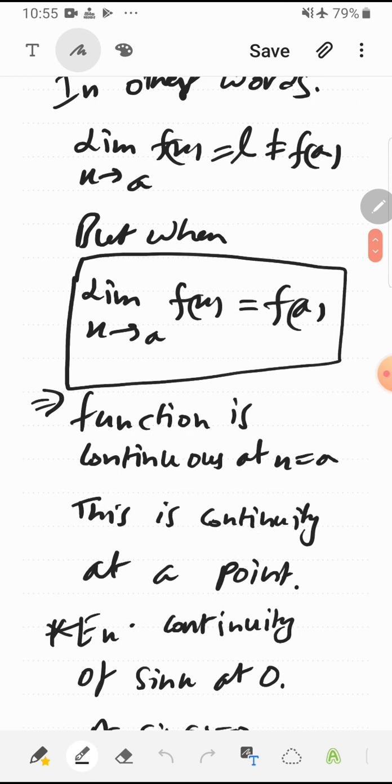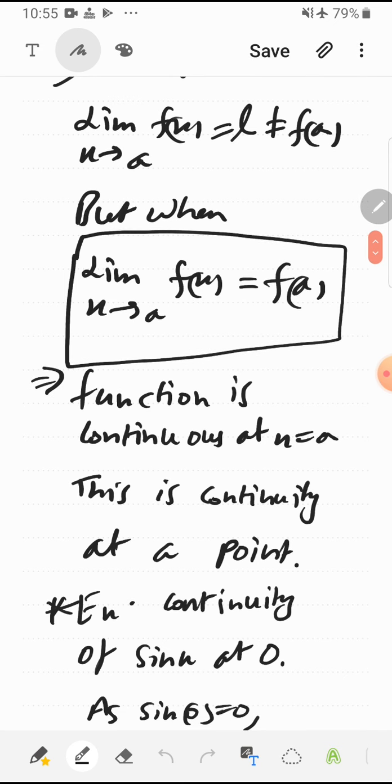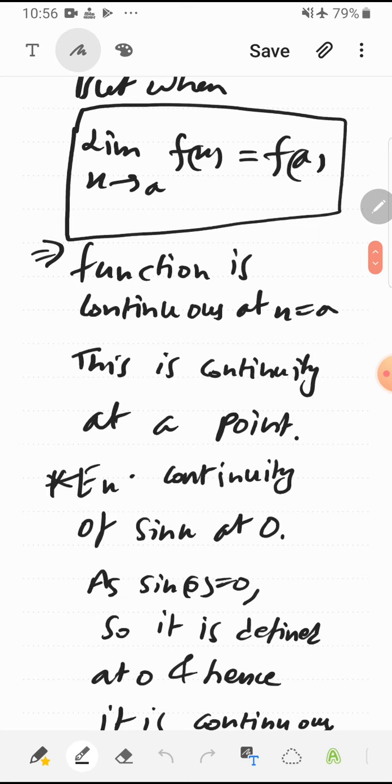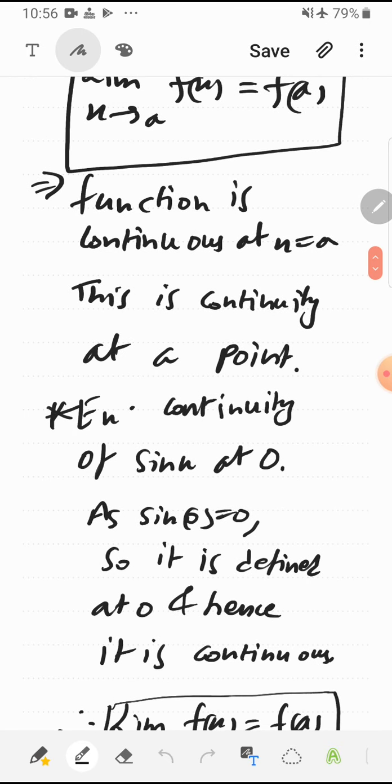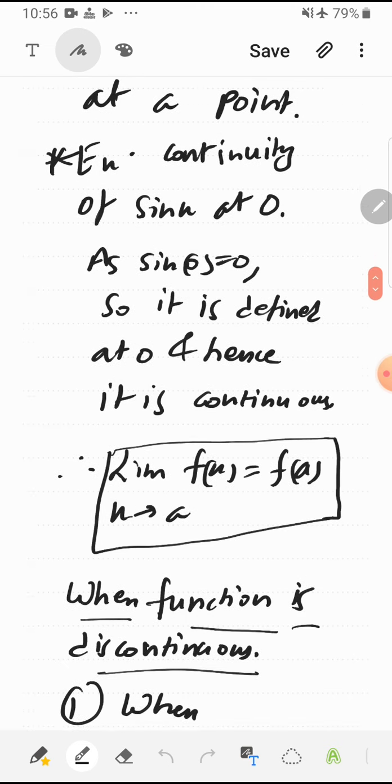Now for example, if I say check whether sin x is continuous at 0 or not, what I'll do, I'll put x is equal to 0 and I'll see sin 0 is 0. 0 means properly defined, so it is continuous. It is the limit also in case of sin x, and it is the value also. So limit x approaches to a, f of x is equal to f of a. This result is followed, so it is continuous.